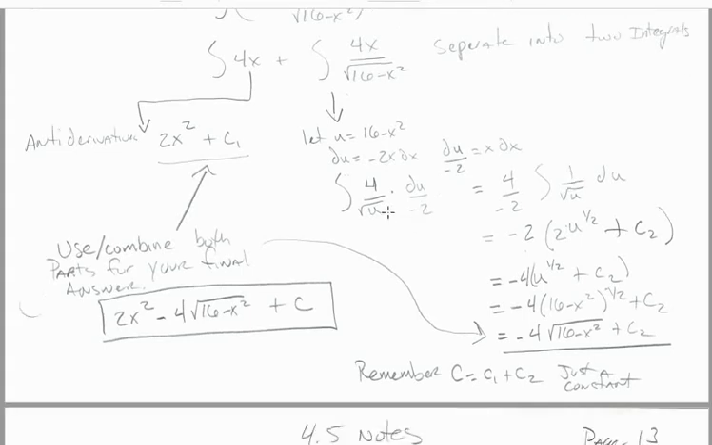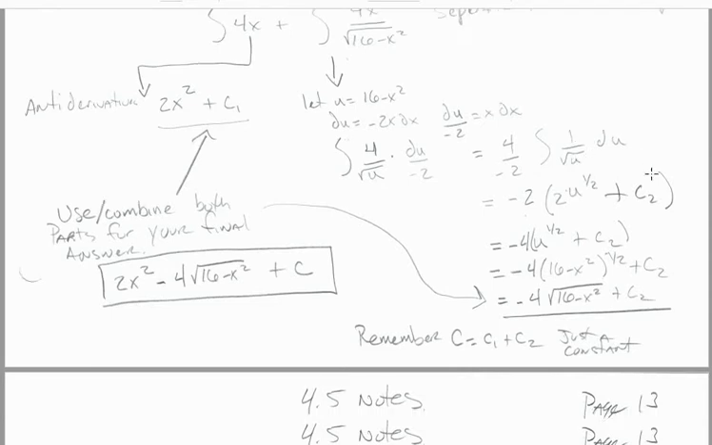So when we do this, we get the integral of 4 over the square root of u times du over negative 2. So we're replacing the 16 minus x squared with u. We're replacing the x dx with du over negative 2. When we simplify that, we're going to factor out that negative 2. So we end up with negative 4 halves times the integral of 1 over the square root of u du. We've done this antiderivative so many times I'm not going to go through all the steps, but 4 divided by negative 2 is negative 2, and then we end up with 2u to the positive 1/2 plus c.